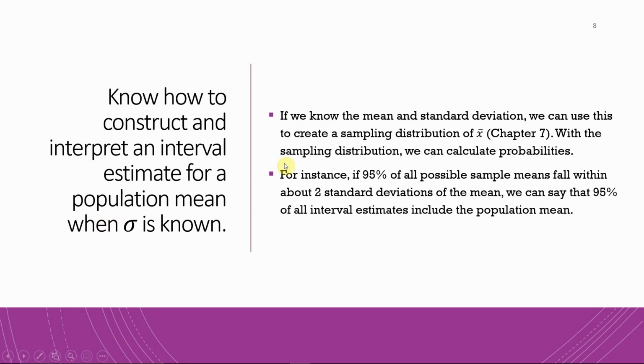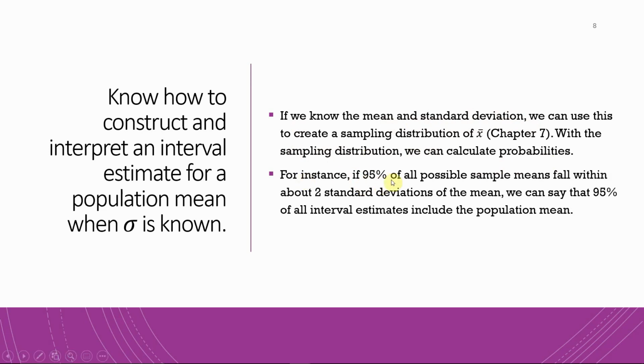So this is important because if we know the mean and the standard deviation, then we can use this to create a sampling distribution. Remember, we learned about that in Chapter 7. Why do we care about sampling distributions? Remember, if we have it, we can calculate probabilities. So that's why it's important to know the mean and standard deviation, because if we know that information, we can create a sampling distribution. From that, we can calculate probabilities, which, if you haven't figured out yet, in statistics is very important. We want to know, hey, what are the chances that this will happen or this won't happen, right? It really helps us better understand our data and make informed decisions.